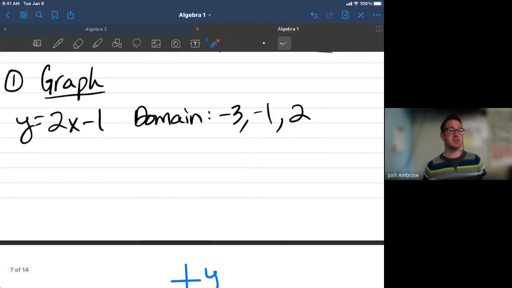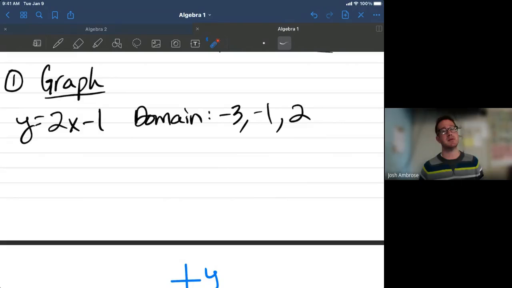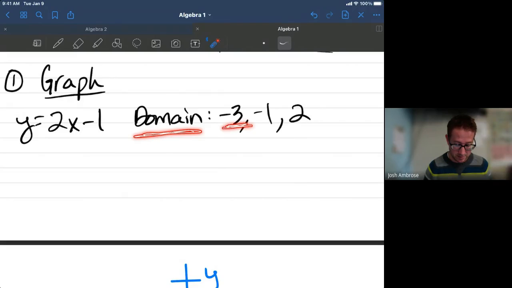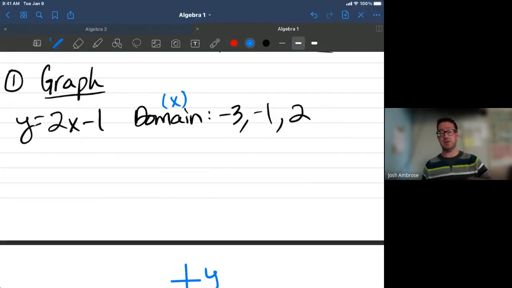So first thing just says graph. There's your function. Your function is this guy right here, 2x minus 1. Here's all the domains. I'm giving you domains: -3, -1, +2. Domains, remember, what are they? Domains are your x values. So if I give you the x values, what do you need to do? You have to plug those x values in for x into the function and then get all the y values out. So let's start that process.